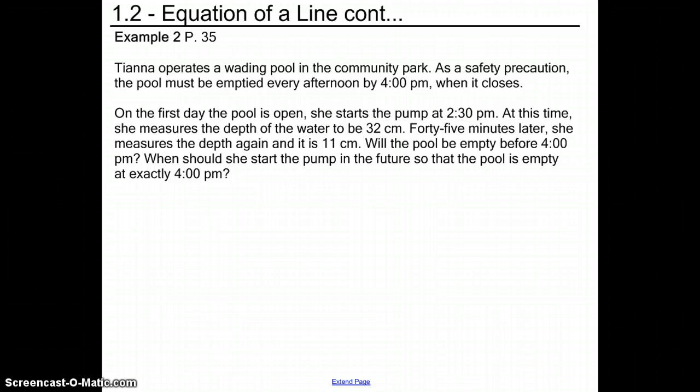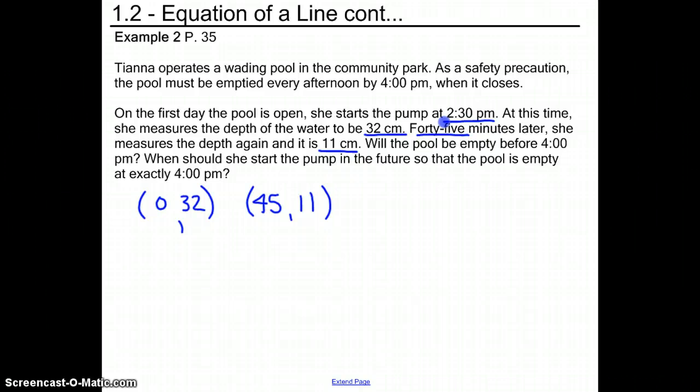So at 2:30, she starts the pump, and the depth of the water is 32 centimeters. So if we had to write this as an ordered pair, the time in minutes would be 0 because she hadn't started pumping yet, and the water depth is 32 centimeters. Then 45 minutes later, she measures the depth to be 11 centimeters. So what would be our new ordered pair? 45 and 11. Good. So it'd be 45 minutes and 11 centimeters.